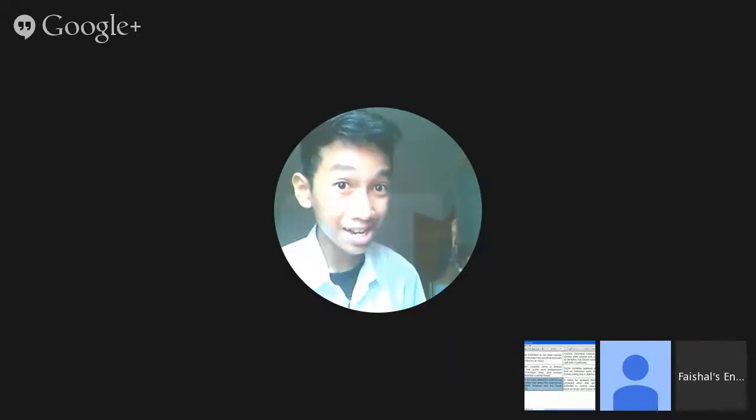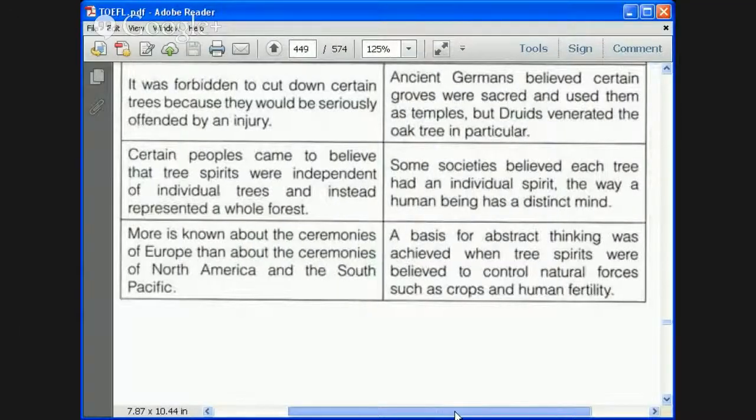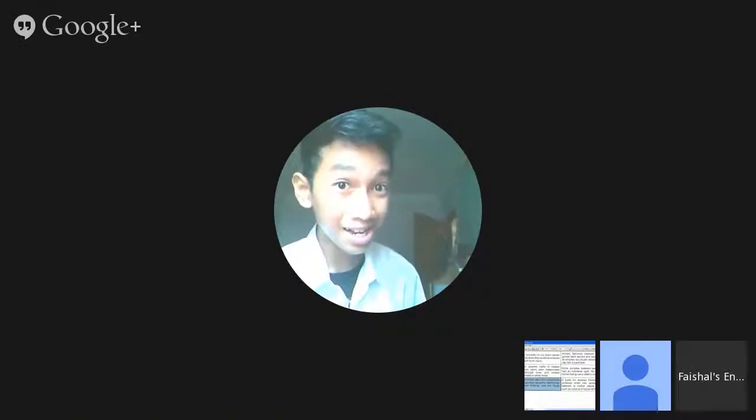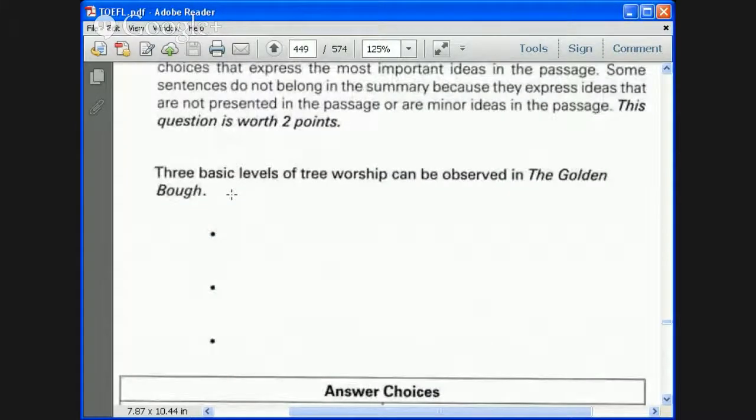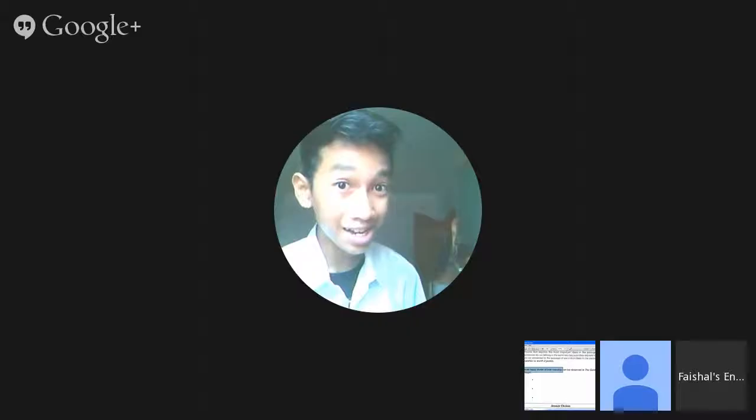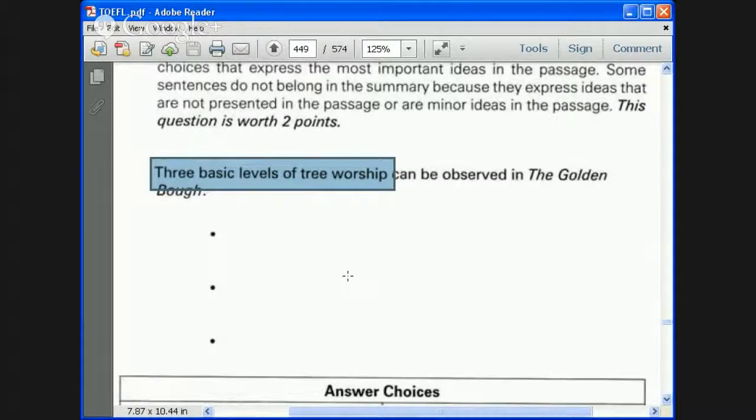More is known about the ceremonies of Europe than about the ceremonies of North America and the South Pacific. It's general. I'm not so sure. Does this have anything to do with the three levels of tree worship? Is it important that scientists know more about Germany than Canada? Is this really relevant to the three basic levels of tree worship?